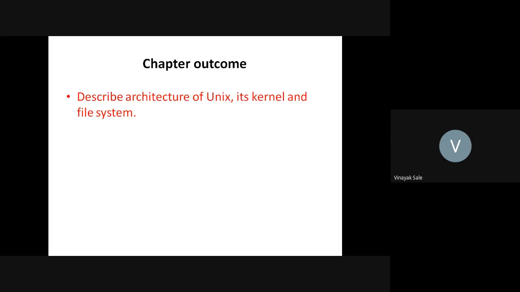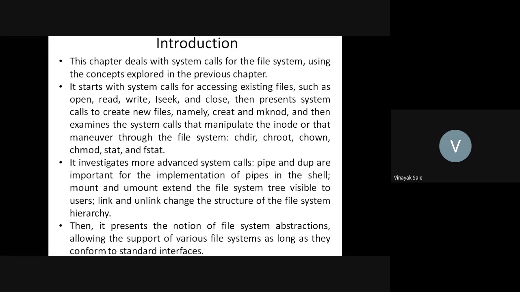So this chapter deals with the system calls for the file system using the concepts explored in the previous chapter. It starts with the system calls for accessing existing files such as open, read, write, lseek, and close. Then it presents system calls to create new files, namely create and mknod, that is make node, and then examines the system calls that manipulate the inode or that maneuver through the file system, such as change directory, change root, change ownership, change mode, stat and fstat.